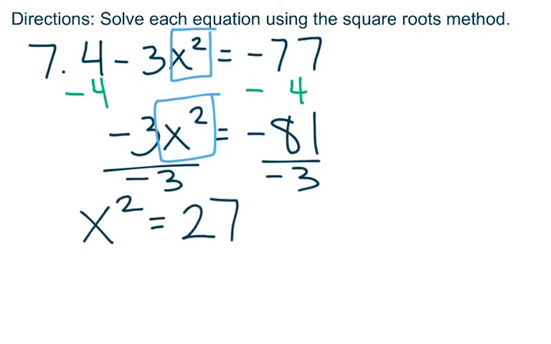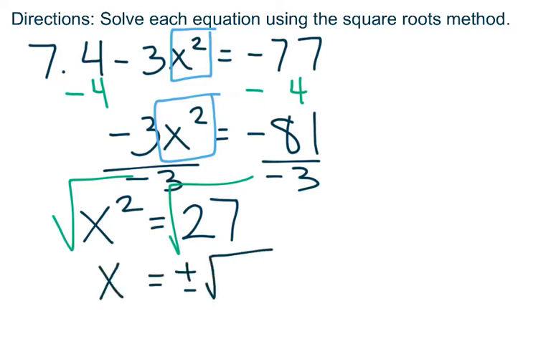Okay, I'm going to take the square root of both sides. So the square root of x squared is x. Then we have equals plus or minus the square root of 27. 27 is not a perfect square, but it's also not a prime number, so it can be broken down.